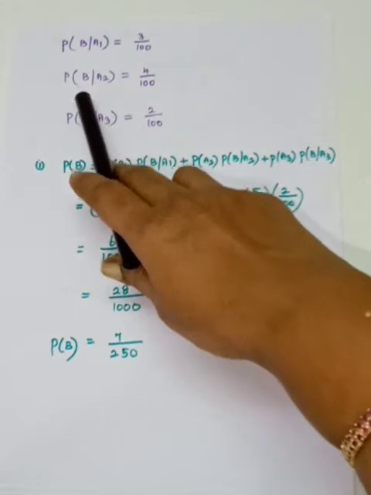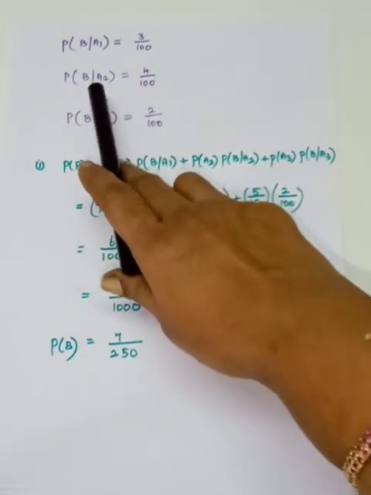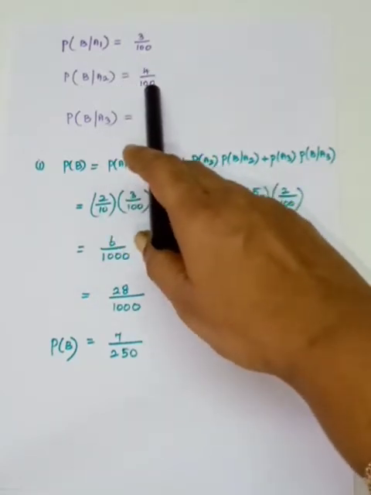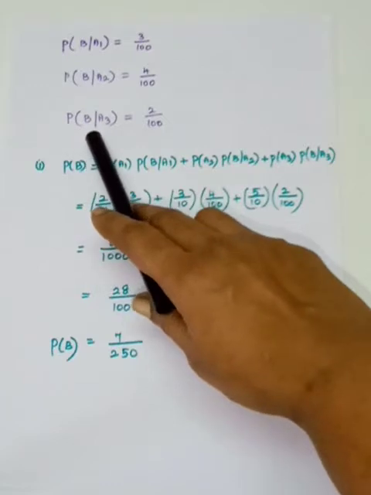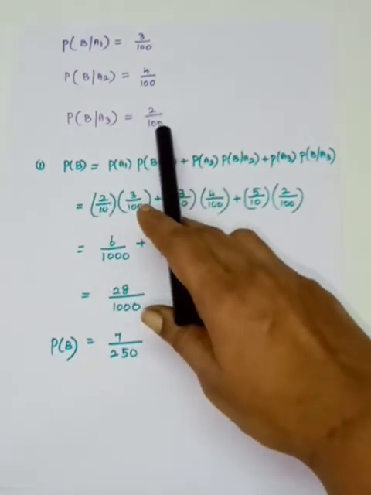Next, the defective pipes. What is the probability of the defective pipes from plant Y? That is 4 by 100, because 4% is given. So it is 4 by 100. And P of B by A3, that is from plant Z. The probability of getting a defective item is 2 by 100.